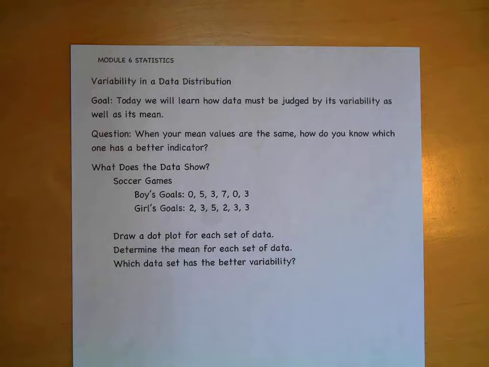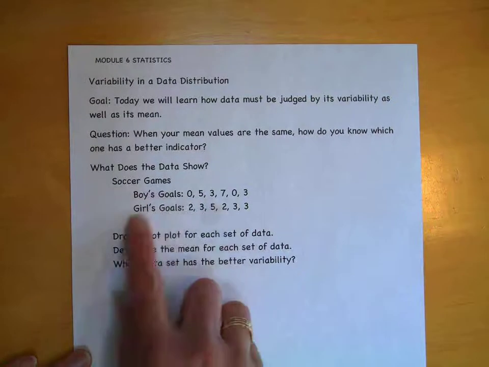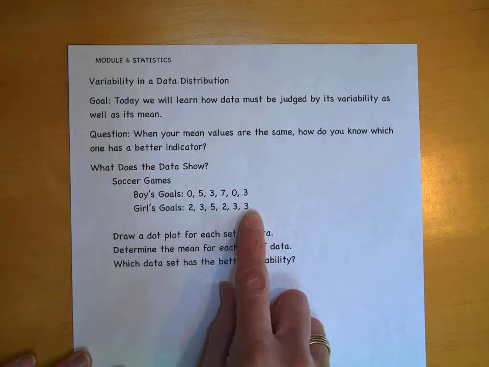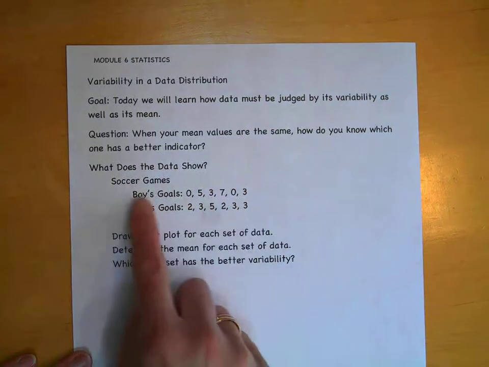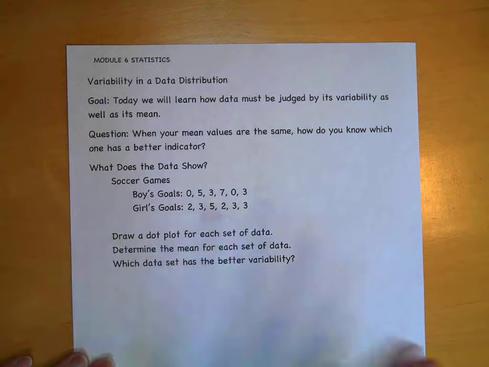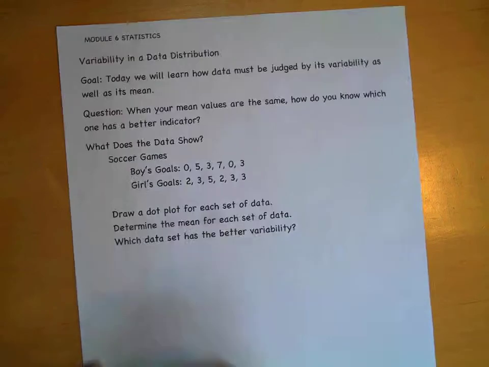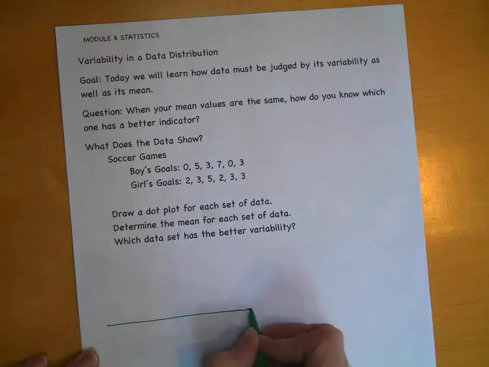So the first way to figure this kind of stuff out is we have to draw a dot plot for each set of data. And when we're talking about each set of data, the boys' goals is a set of data, and the girls' goals is a set of data. So we need to draw two dot plots, one for the boys' goals and one for the girls' goals. And then we're going to figure out what to do next. So the first step, it says, is to draw a dot plot for each set of data. So here I have a number line.